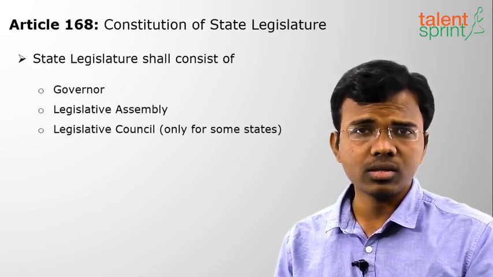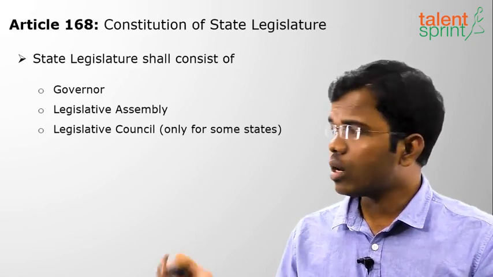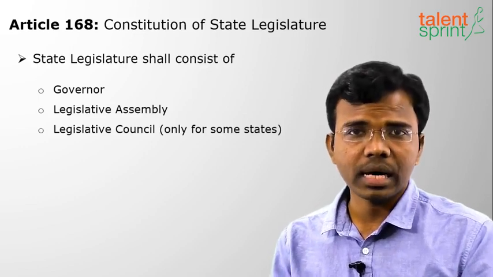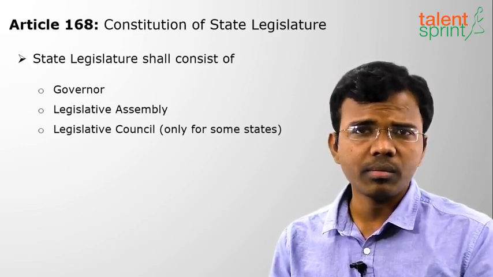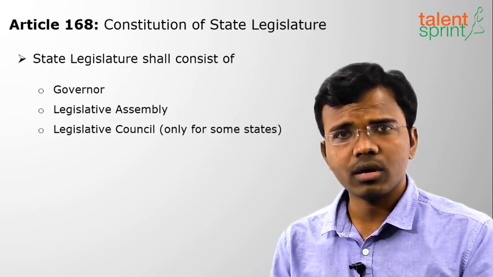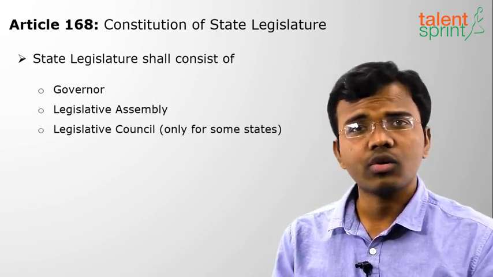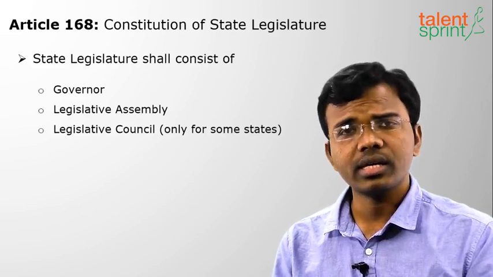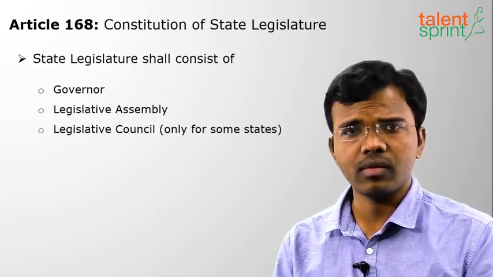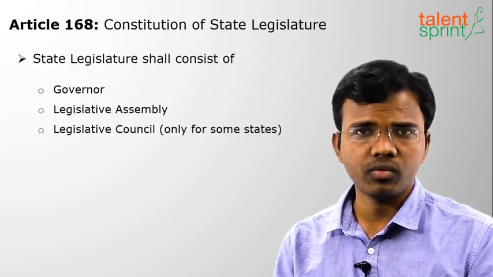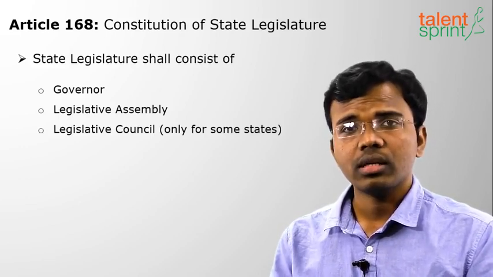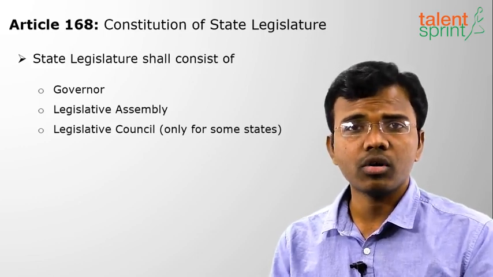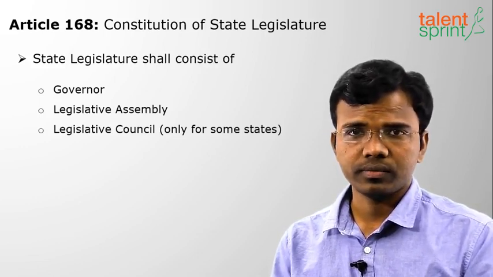So though governor is not a member of any of the house, he is part of state legislature, like we discussed for parliament. President is not a member of parliament, either Lok Sabha or Rajya Sabha, but he is part of parliament. He presides the meetings, he can send messages to the state legislature governor. Same president can do for union parliament. So they are part of state legislature, the governor, and president is part of the union parliament.